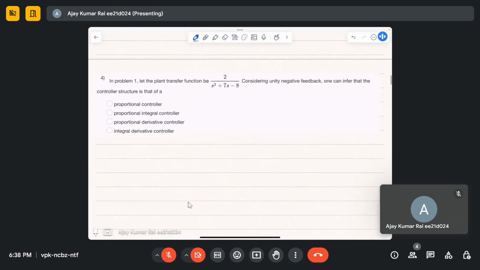Okay, let's go to the next question. In problem 1, let the plant transfer function be 2 by s square plus 7s minus 8. Considering unity negative feedback, one can infer that the controller structure is that of which type? So this plant transfer function is this.